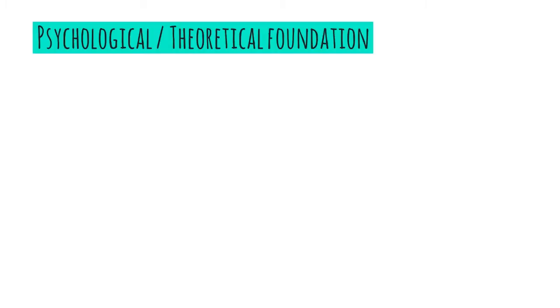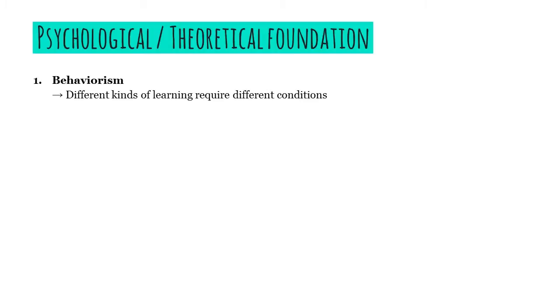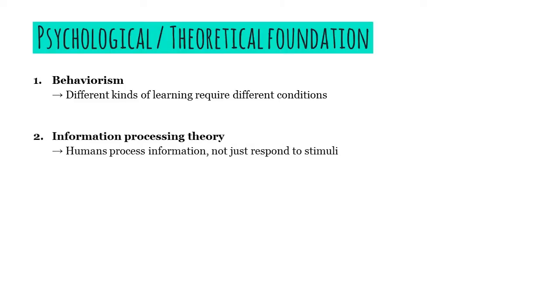Through animal studies, behaviorism provided one of the earliest concrete evidence that different kinds of learning required different conditions. In the early days, Robert Gagne, too, was a behaviorist, but he became increasingly influenced by the information processing view of learning and memory. According to information processing theory, humans process the information they receive and do not simply respond to stimuli. This idea led Gagne to identify the internal and external conditions that are required for learning to take place.